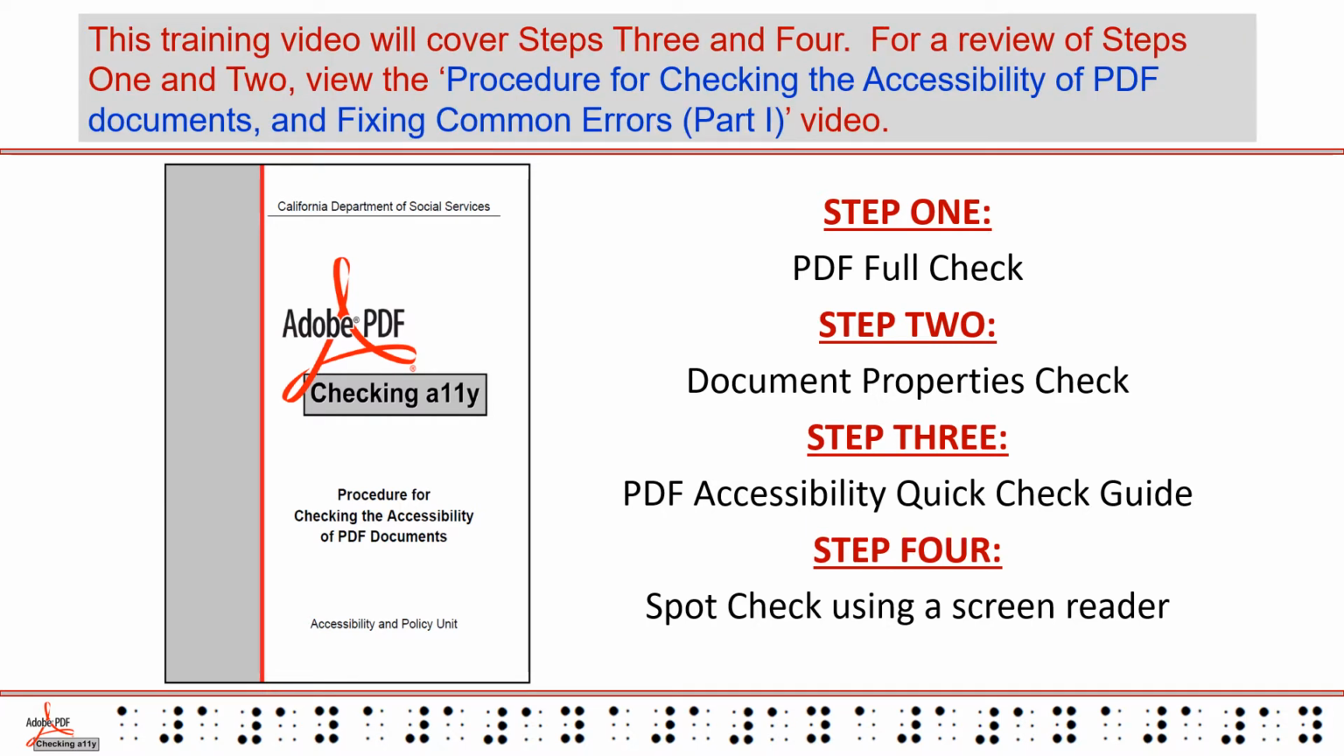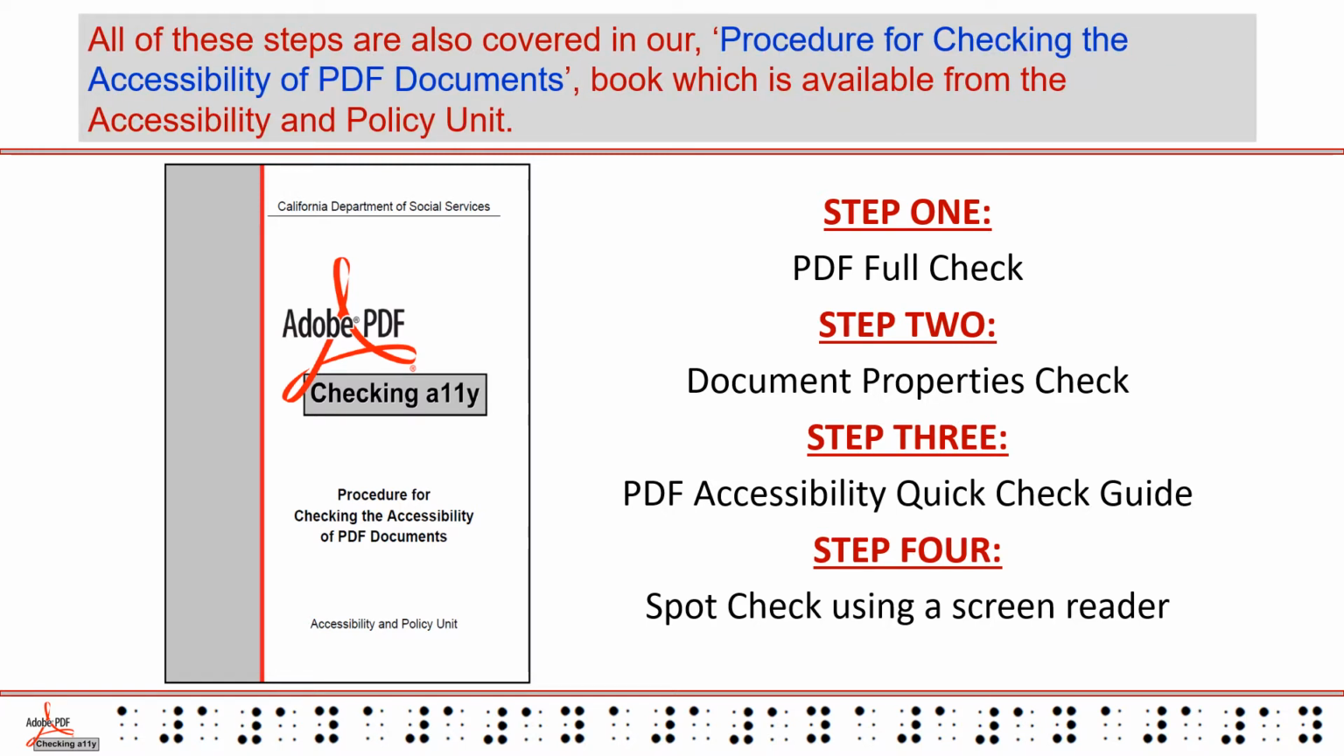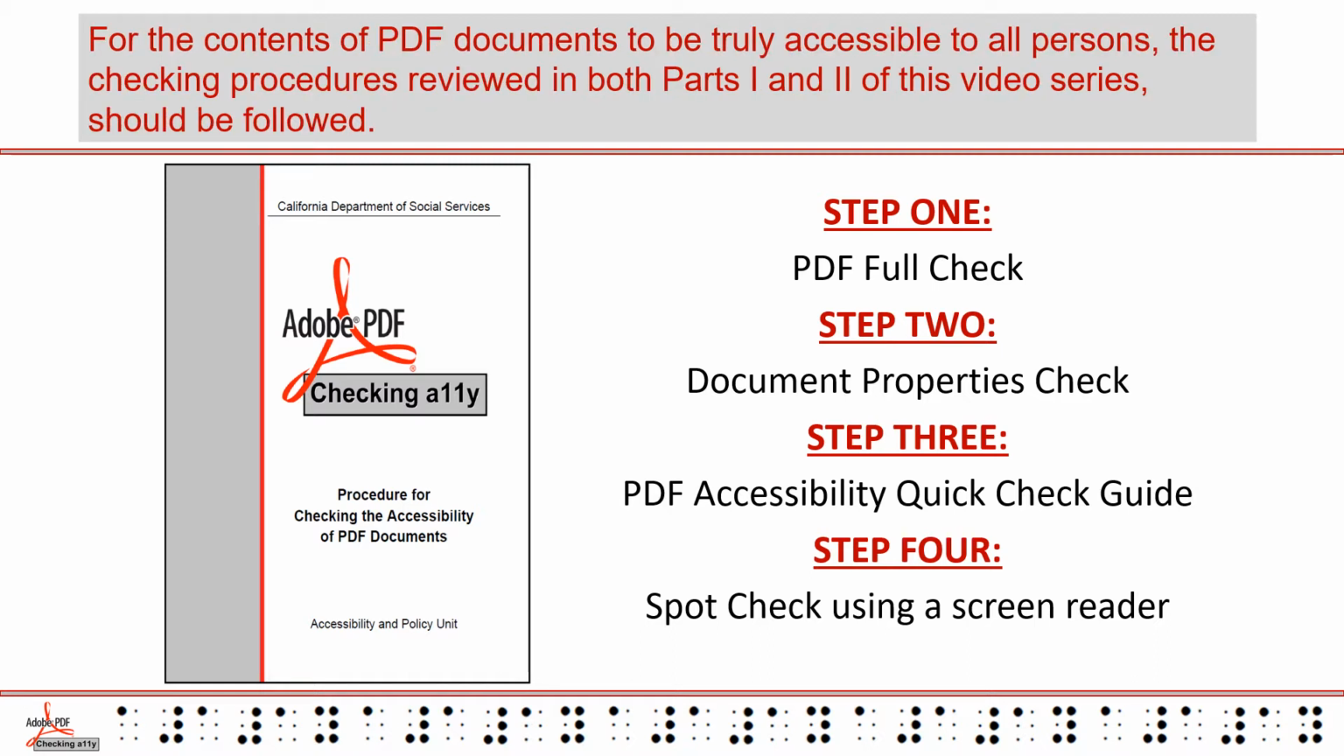For a review of steps 1 and 2, view the procedure for checking the accessibility of PDF documents and fixing common errors Part 1 video. All of these steps are also covered in our procedure for checking the accessibility of PDF documents book, which is available from the Accessibility and Policy Unit. For the contents of PDF documents to be truly accessible to all persons, the checking procedures reviewed in both parts 1 and 2 of this video series should be followed.